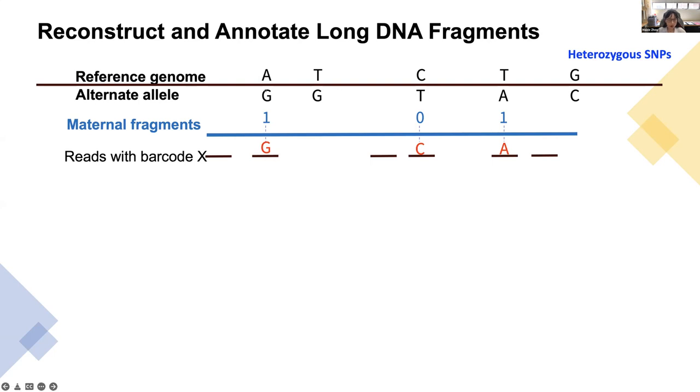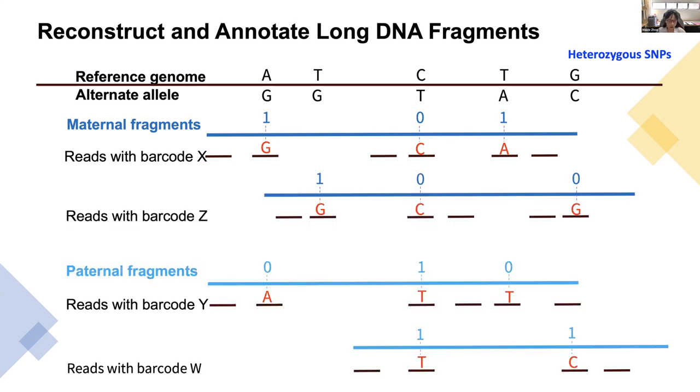For example, here we can see the alternate allele is G, and we see these reads show G here. So G is the same as the alternate allele, and we annotate it with 1 for the alternate allele. And here we can see the reads show C, and C is the same as the reference allele, so we annotate it with 0. 0 is for the reference allele. So we reconstruct all the long DNA fragments based on the idea that reads with the same barcode come from the same fragment. Basically, we reconstruct billions of these long DNA fragments, and then we annotate them with the heterozygous SNPs.